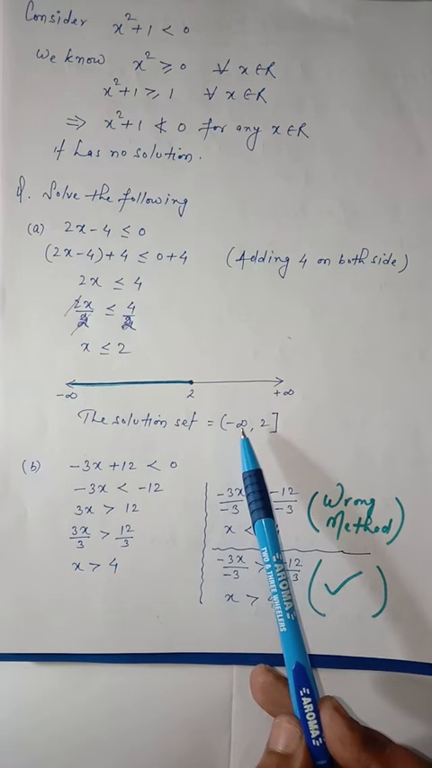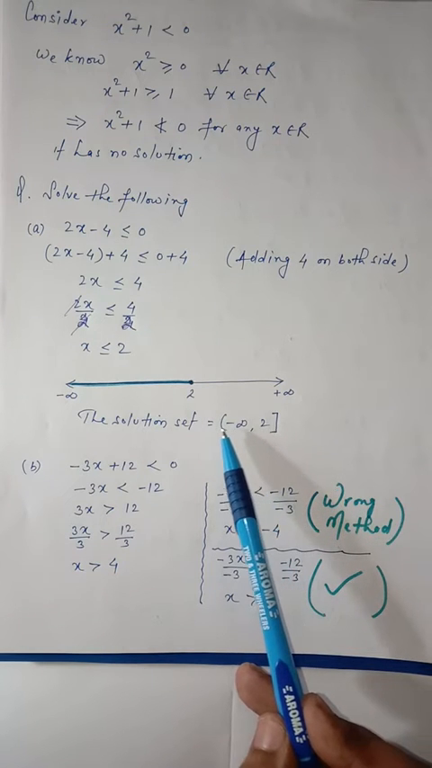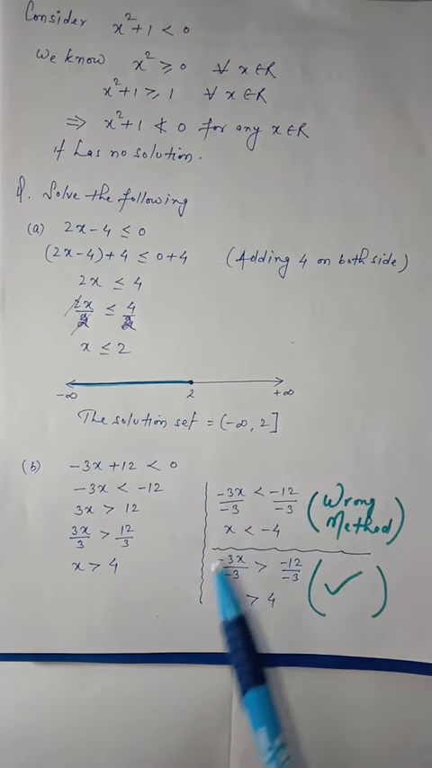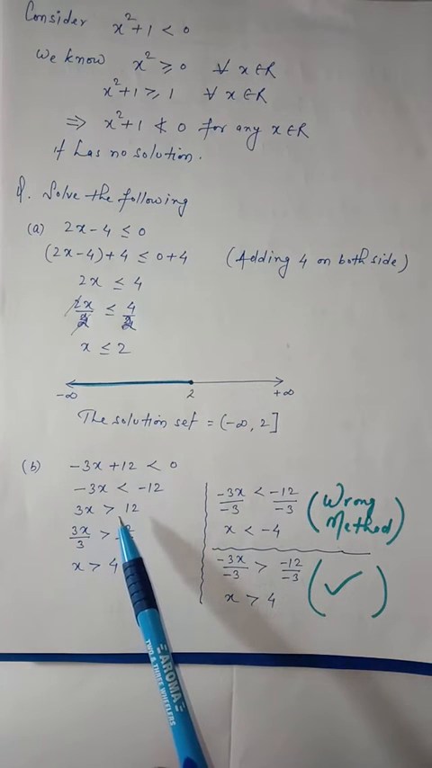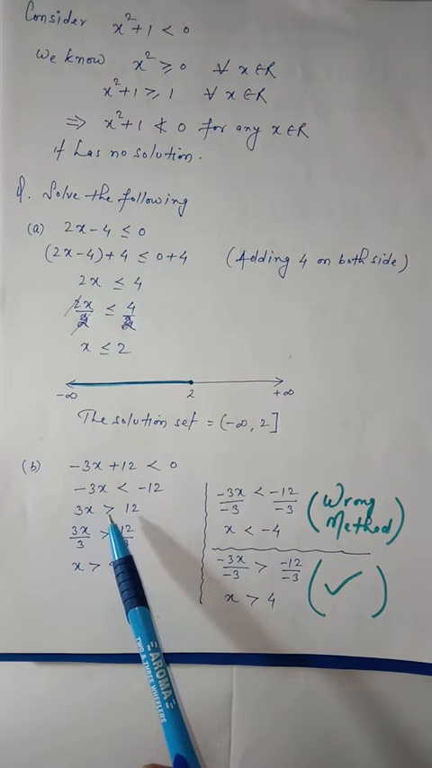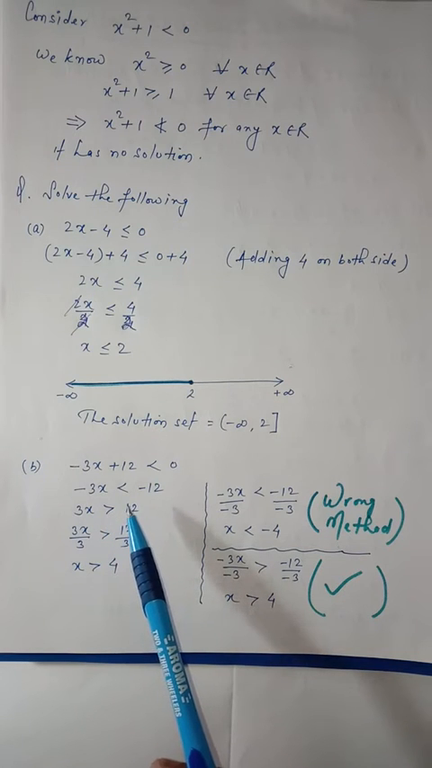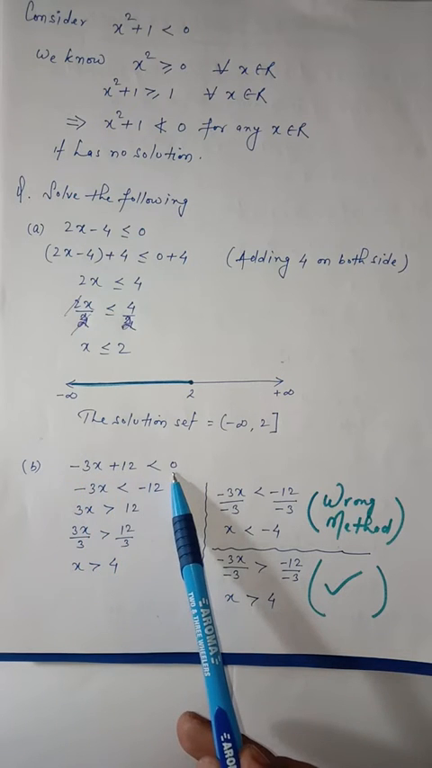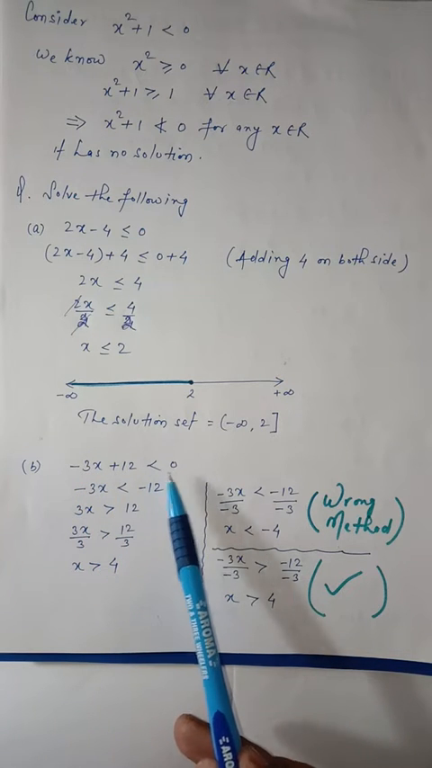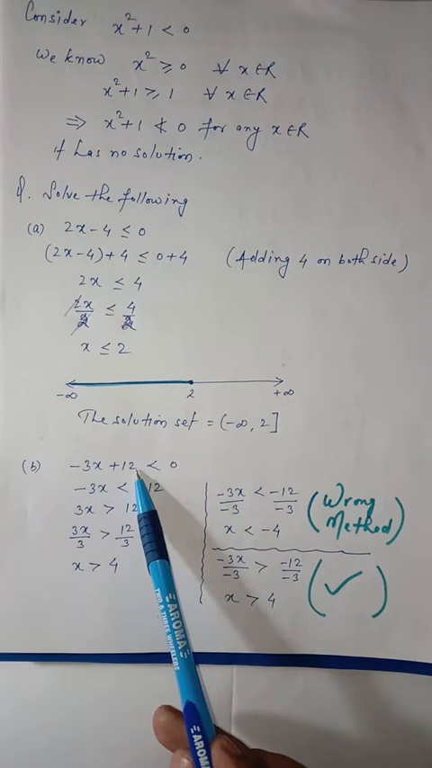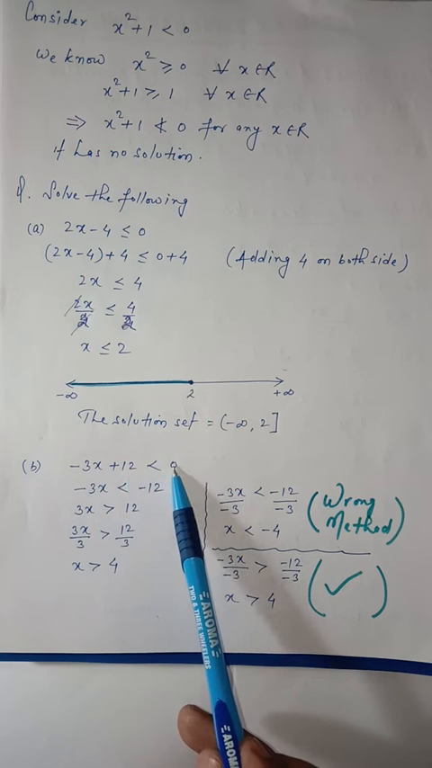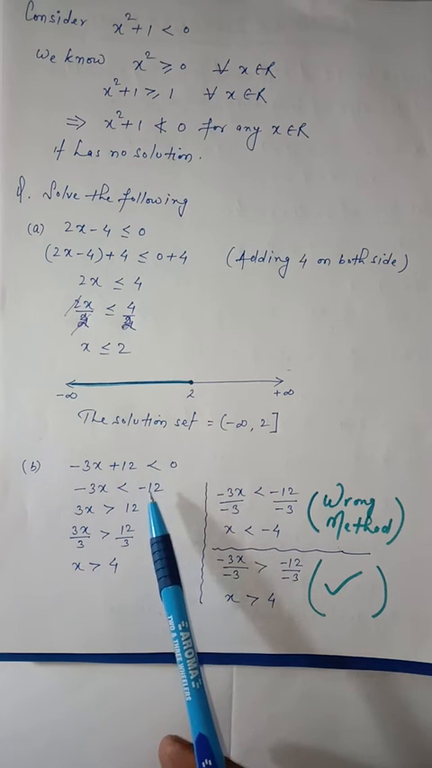So remember, in case of inequality or inequation, always write the solution in the form of an interval. Now come to a very important inequality, which is basic, but most of the students make mistakes here. Like if it is written minus 3x plus 12 less than 0 and you need to solve it, you will do minus 3x, transfer this 12 to the right hand side, this will become minus 12.